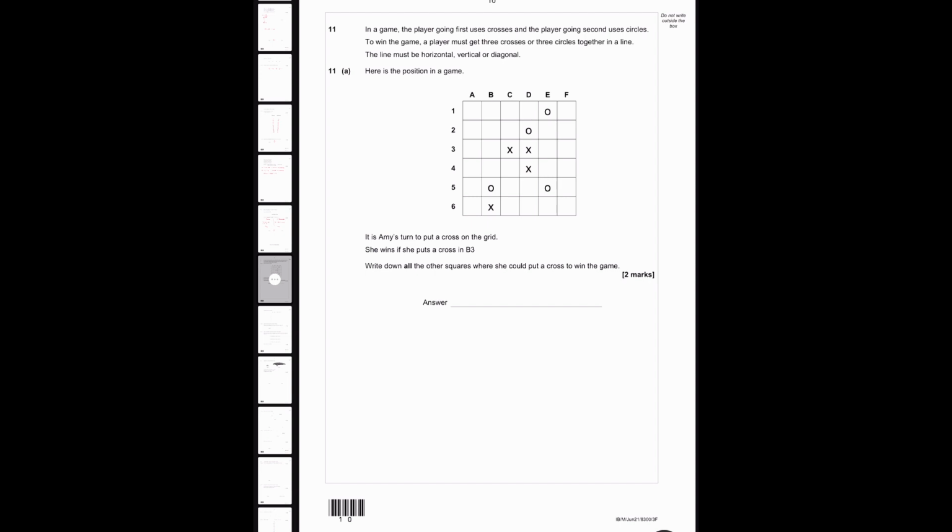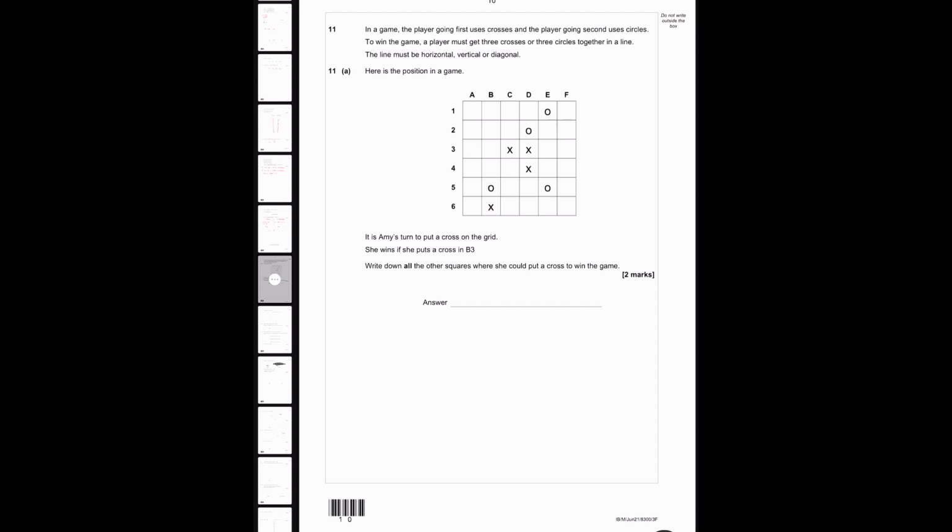Question 11 says in a game the player going first uses crosses and the player going second uses circles. To win a game a player must get three crosses or three circles together in a line, and the line must be horizontal, vertical or diagonal. Here is the position of the game. This is where we can see exactly where the circles and the crosses are.